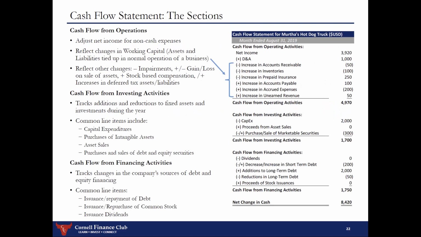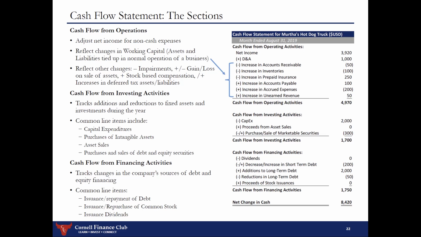Here are the sections of the cash flow statement. Normally this is what we call the indirect method of calculating cash. Basically, you start from net income and then you make adjustments to it, and this is most common in current accounting practices. On the other hand, there's something called a direct method, where you just see the cash impact of each transaction and add them up together.